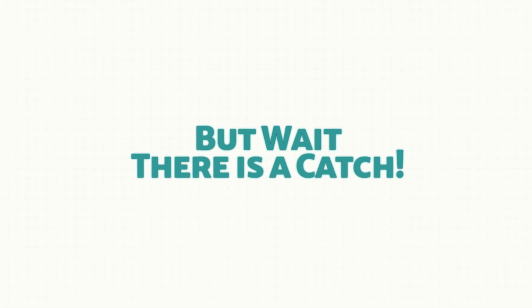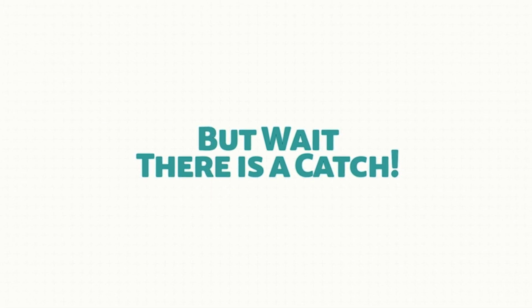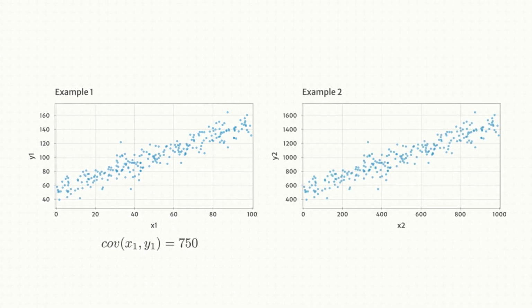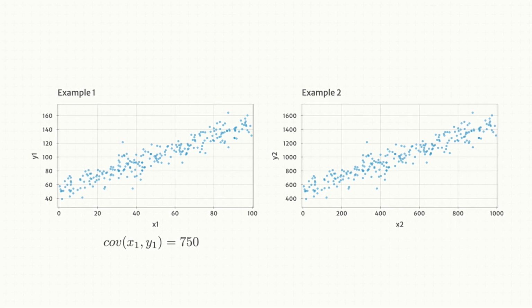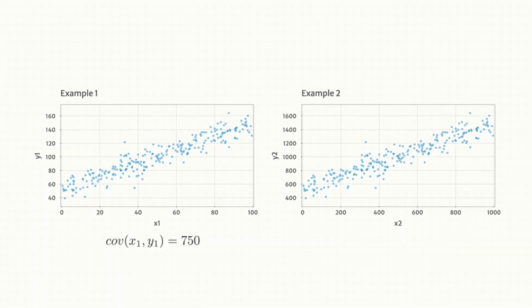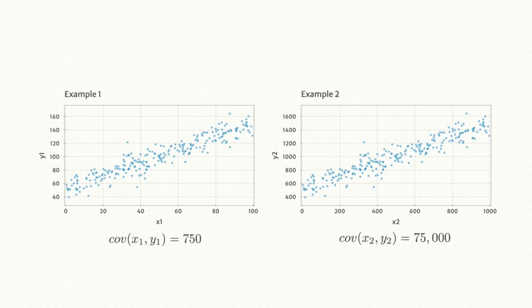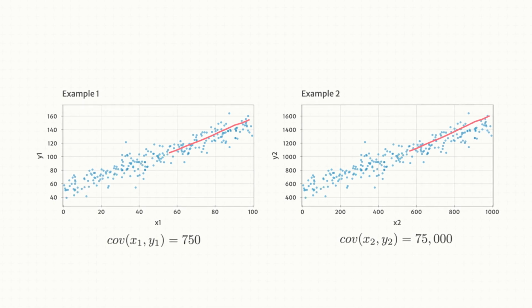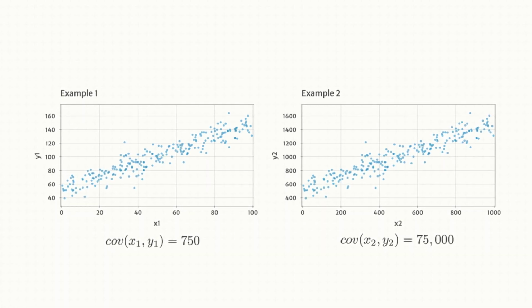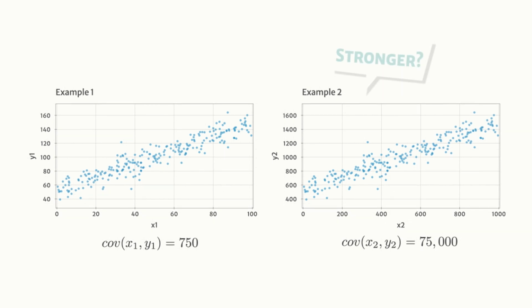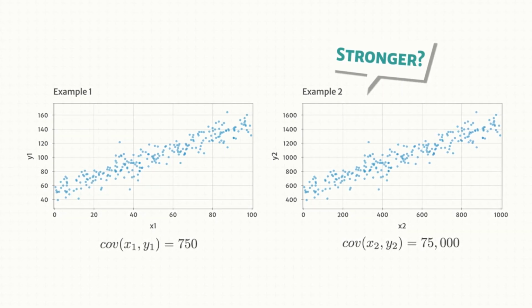But wait, there's a catch. Covariance alone isn't the ultimate solution. Imagine if we calculated the covariance for two variables x1 and y1, and it gave us 750. And then we create a new set of data by just multiplying the x values by 10 and also the y values by 10. These values would have a covariance of 75,000. Now, x2 and y2 have just been multiplied by 10, so they should retain the same linear relationship, right? Without prior information on how x2 and y2 were generated, our naive minds may rush to assume that the relationship between x2 and y2 is stronger because of the higher covariance, which is wrong.